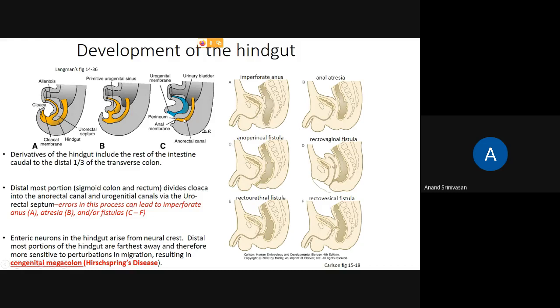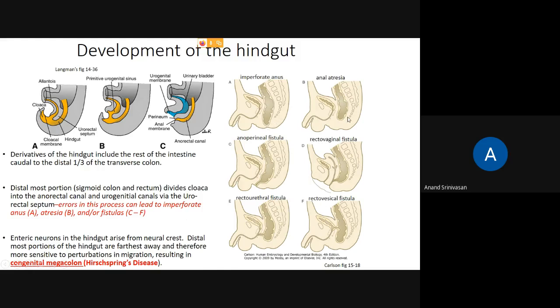Now what happens if this anal membrane, this cloacal membrane, persists? If the cloacal membrane persists, it leads to what is called imperforate anus. If it is persisting and the endoderm does not get connected with the ectoderm, it leads to imperforate anus. That is, only the anal membrane is present.